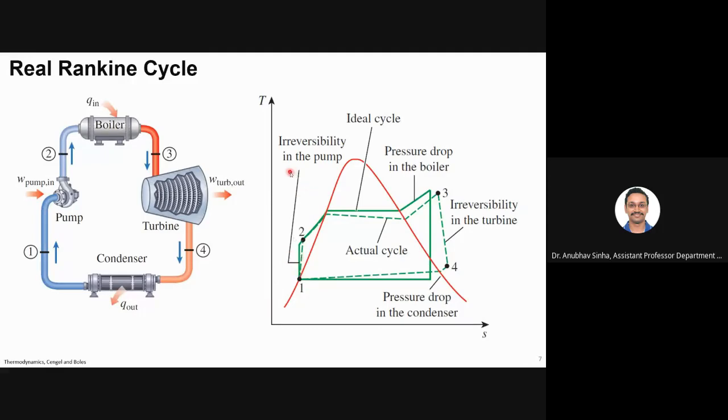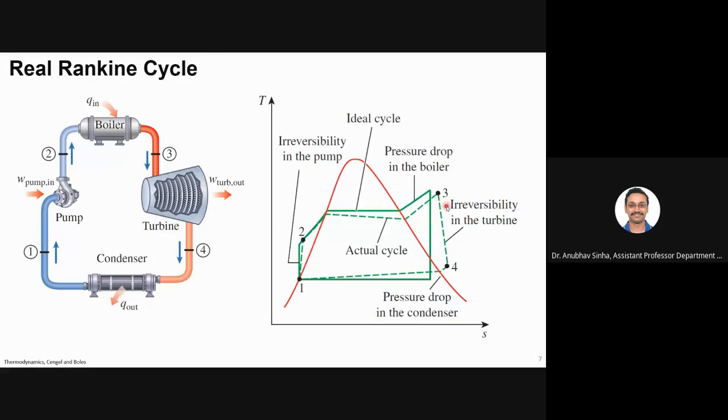From 1 to 2, the pump will have some irreversibility. Irreversibility means that there will definitely be some increase in entropy. As I told you, entropy always increases for an actual process. Ideally we assume isentropic, but in real cycles entropy is increasing. So from 1 to 2, entropy is increased a bit. That is one deviation. Then in the boiler there will also be some pressure drop, so it will deviate. It should have followed this line, but it will deviate like this, and then it goes to 3.